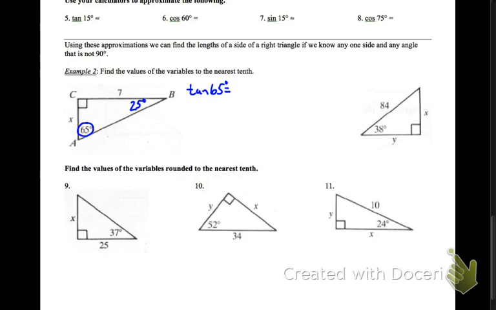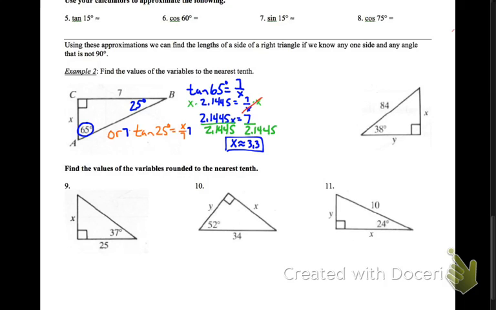The tangent, opposite and adjacent, of 65 is equal to 7 over x. Or we could use the tangent, using the opposite and adjacent, of 25 is equal to x over 7. So you can use either one of those ratios to solve. Type in your calculator, tangent of 65, you should get 2.1445 equals 7 over x. We've got to get this x off the denominator. So you'd multiply both sides by x. That cancels it out over here on the right, and we have 2.1445x equals 7. Divide, and you get that x is approximately equal to 3.3.